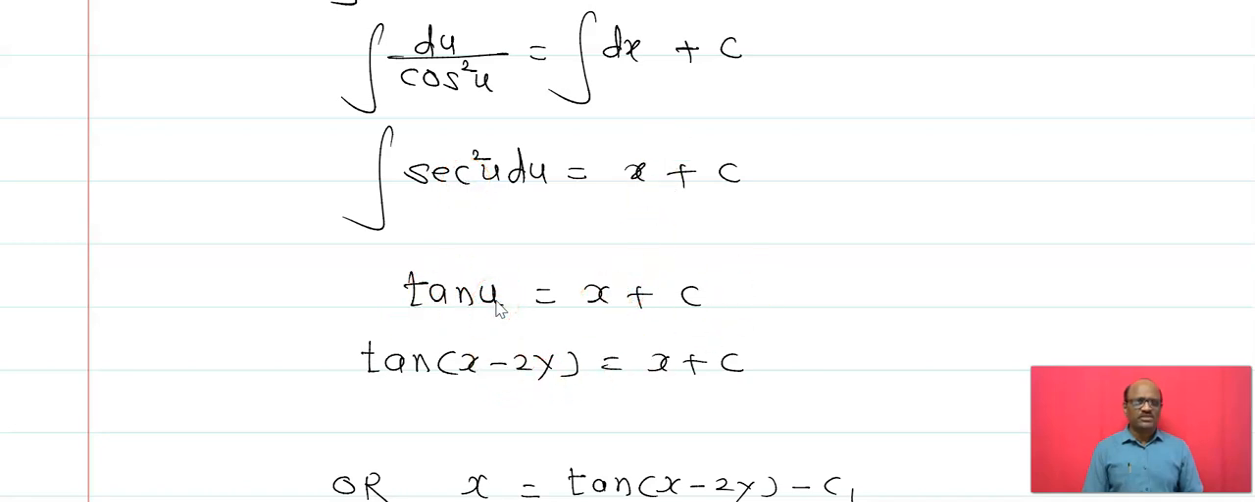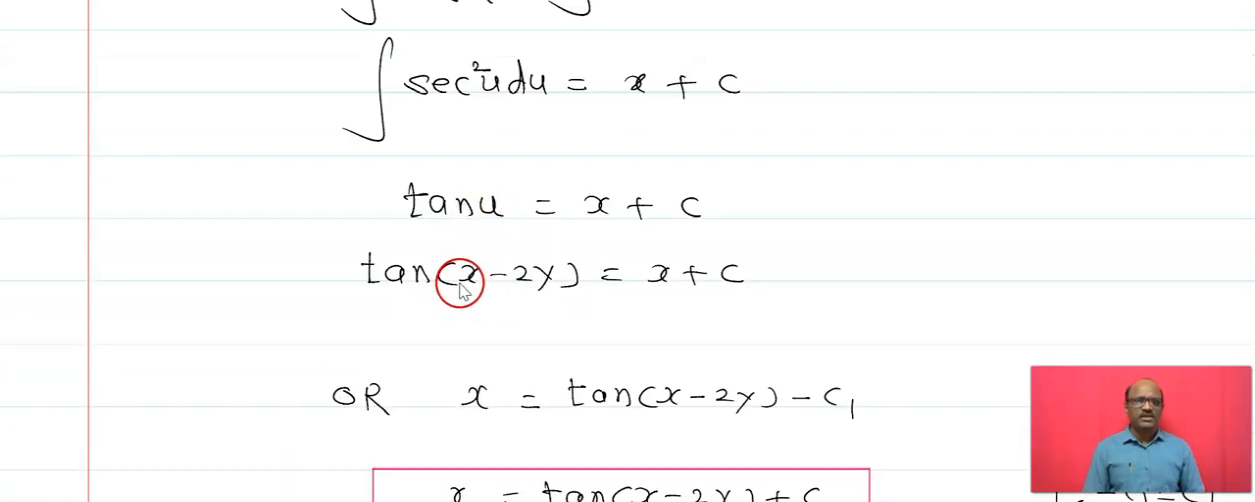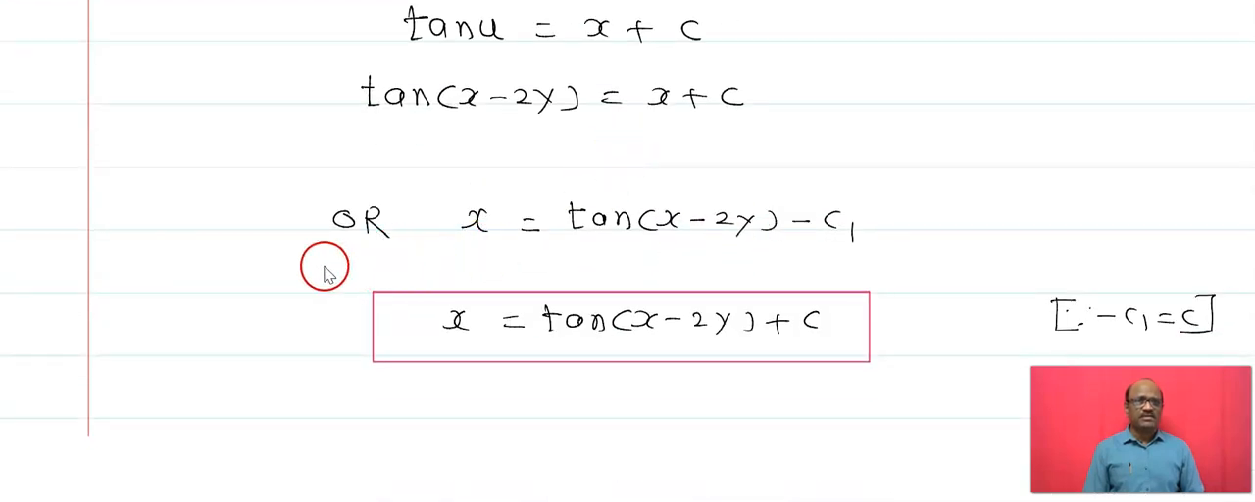What's the value of this u? The value of u is x minus 2y. Tan of (x minus 2y) is equals to x plus c. And therefore our required solution is x is equals to tan of, in bracket, x minus 2y minus c1. Replace the value of the minus c1 as a c, and therefore the required solution, which is the final one, that is x is equals to tan in bracket x minus 2y plus c.